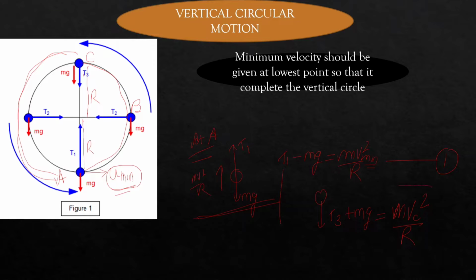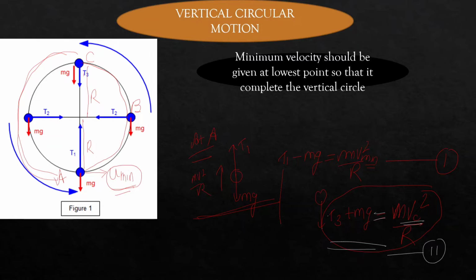Now what do we need to do? We need to minimize. What do we need to minimize? We need to minimize this velocity, because we have to calculate the minimum velocity. Whatever the minimum velocity is here at C, accordingly we get the minimum velocity at A. So we have to minimize this. So just see this equation.